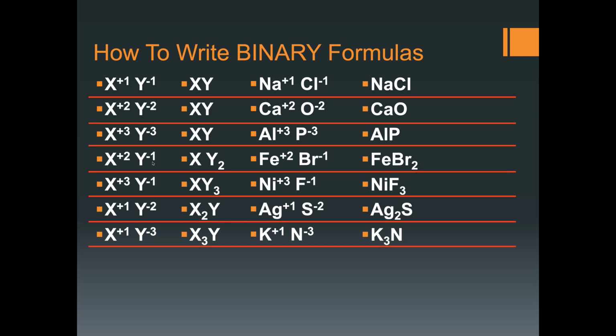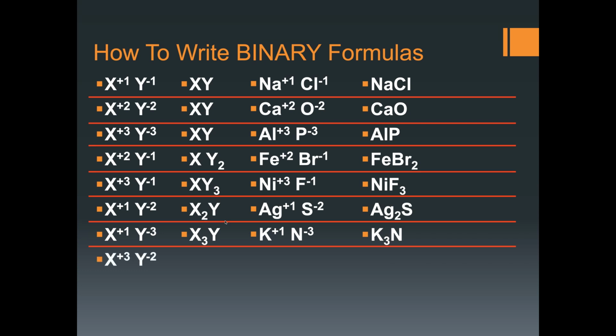I want you to notice something very interesting here. With the exception of the ions whose charges are the same size, if the ion charges are different, notice that whatever the charge of the positive ion is, that's how many negative ions there are. And whatever the charge of the negative ion is, that's how many positive ions there are. This leads to a technique called drop and swap, which will make your formula writing so much easier.